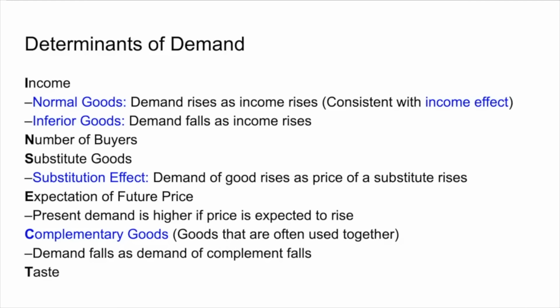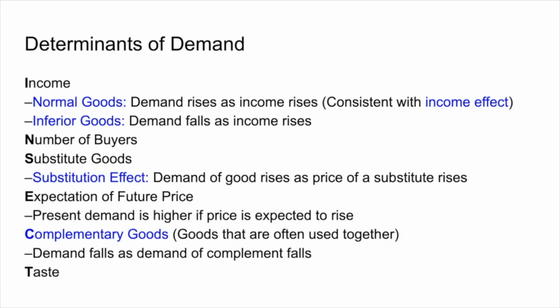Substitute goods. The substitution effect states that demand of a good rises as the price of a substitute rises. An example of two substitutes are Coke and Pepsi. If the price of Coke rises, then some consumers will turn to purchasing Pepsi because Pepsi is now less expensive relative to Coke, so therefore the demand for Pepsi rises.